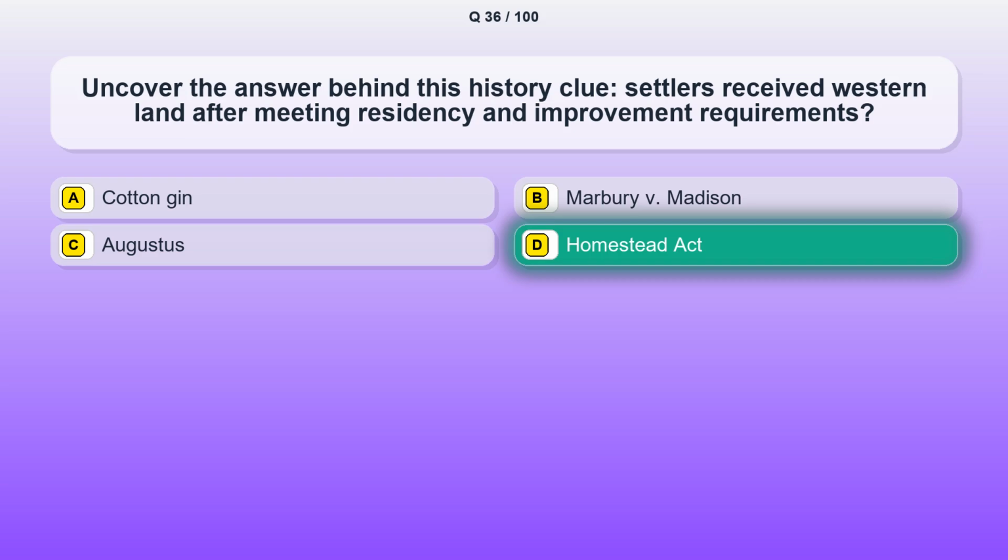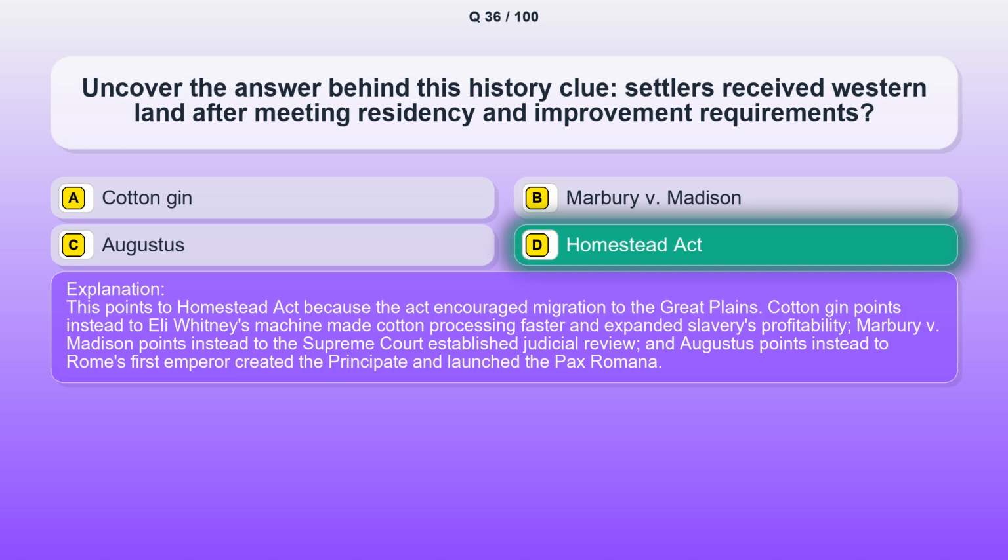The correct answer is option D, Homestead Act. This points to Homestead Act because the act encouraged migration to the Great Plains. Cotton Gin points instead to Eli Whitney's machine made cotton processing faster and expanded slavery's profitability. Marbury v. Madison points instead to the Supreme Court established judicial review, and Augustus points instead to Rome's first emperor created the principate and launched the Pax Romana.